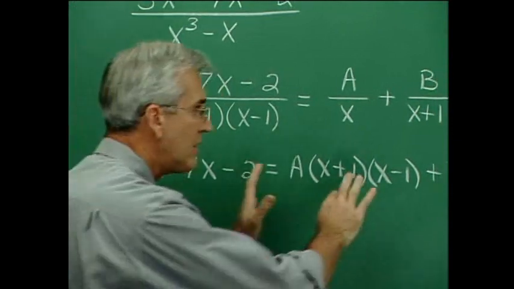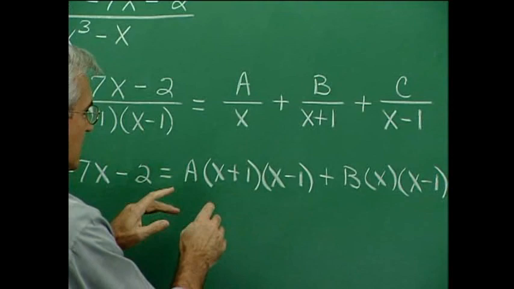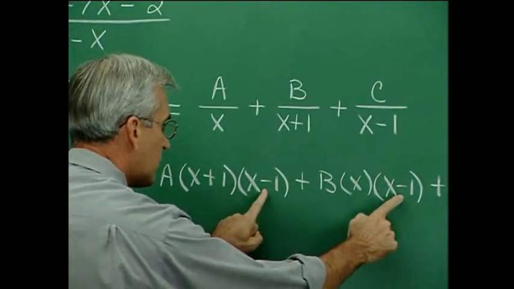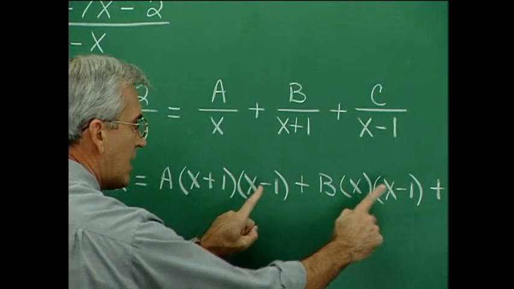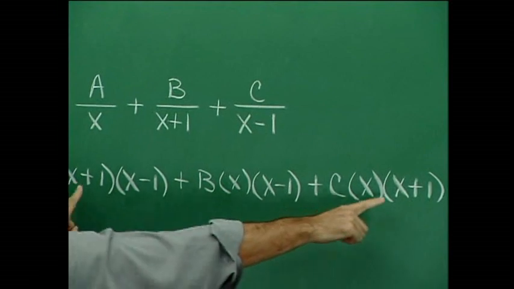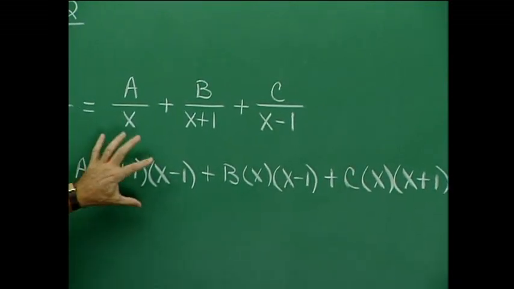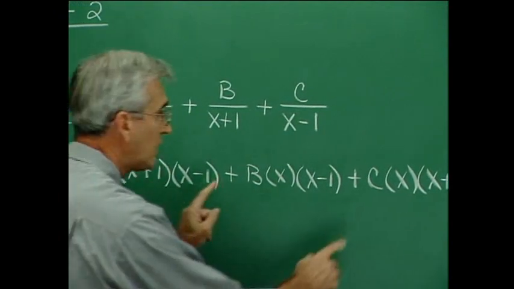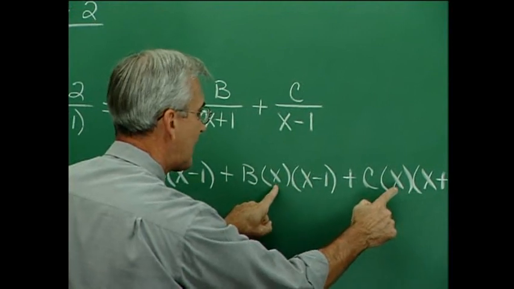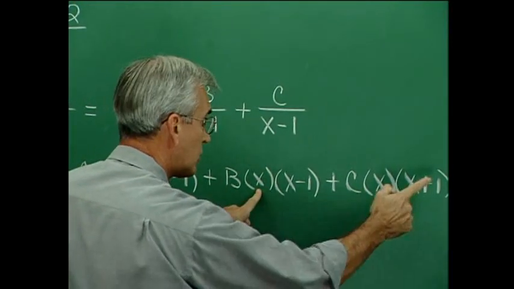Now notice that in this arrangement of factors, a couple of terms share factors. That is, these two terms have x minus 1 factors in them. These two terms have x factors in them. And these two terms have x plus 1 factors in them. So if we want to find the value for a, then we look at shared factors by these two terms. And these two terms share the x factor. So if we let x take on the value 0, these terms will go out.